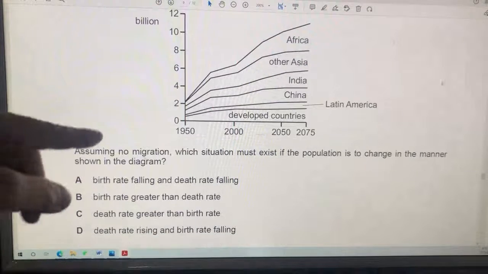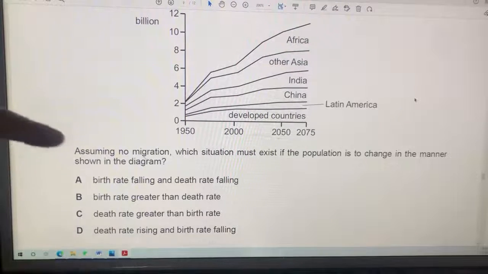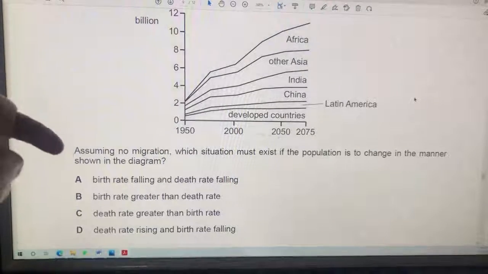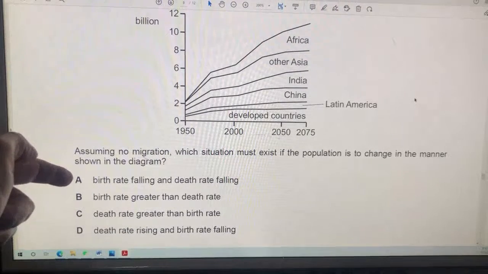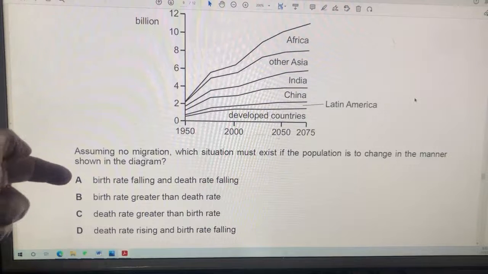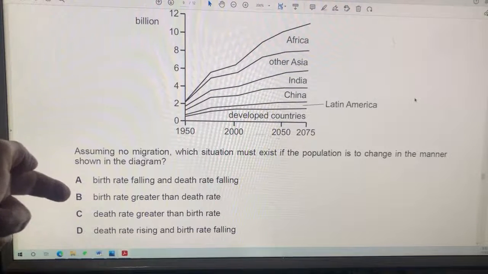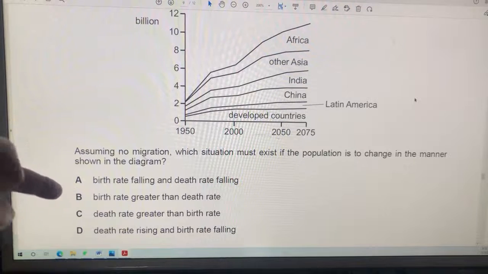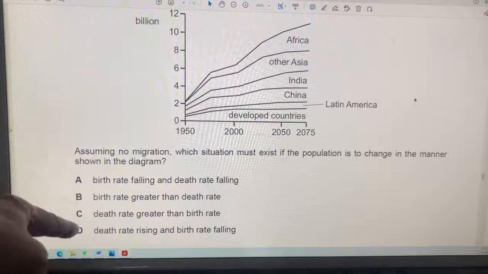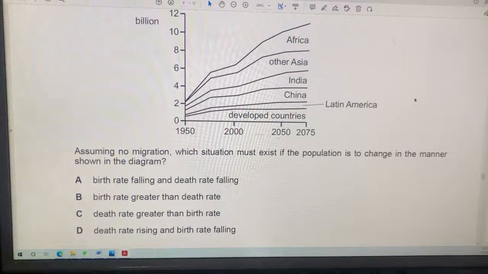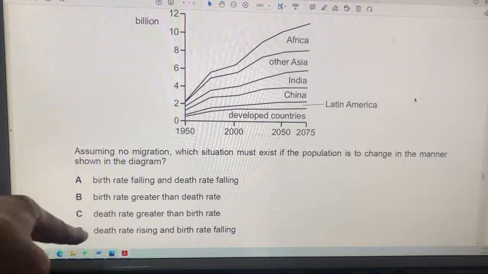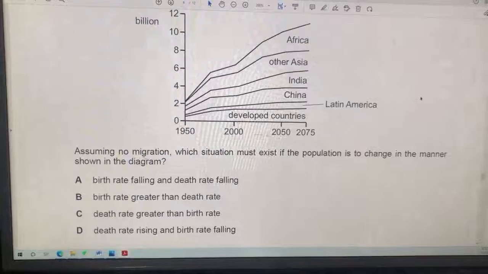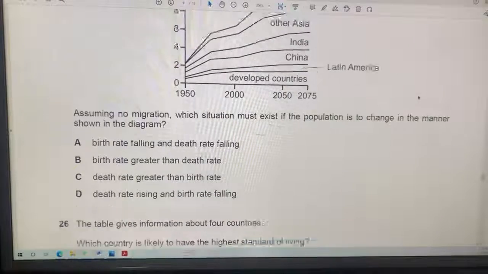Maybe I'd say the birth rate should increase and the death rate should fall. A, birth rate fall, death rate fall, then we're not sure. B, birth rate is greater than the death rate. So B looks good. C, death rate greater than the birth rate, then your population will fall. And D, death rate rising and birth rate falling, that's the same thing as C. So the answer for 25 is B.